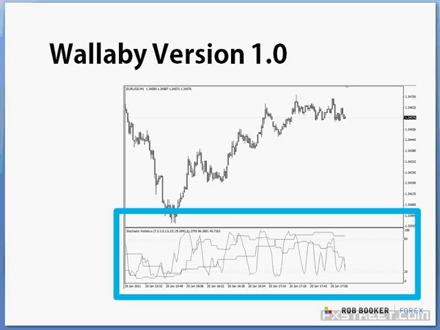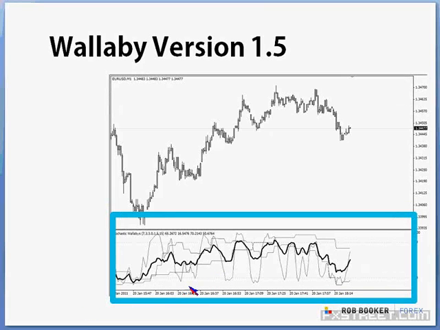Here's Wallaby version 1.0. Wallaby version 1.0 was a bunch of wiggly lines on the bottom of a MetaTrader screen or a TradeStation screen. And each one of those lines that you see there in that square blue area is a stochastic oscillator from one time frame chart. Here's Wallaby version 1.5. I took those three lines and averaged them and then put a thick, dark, black line on the chart to make it a little bit easier to see.